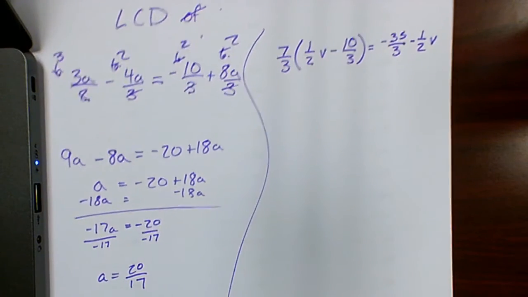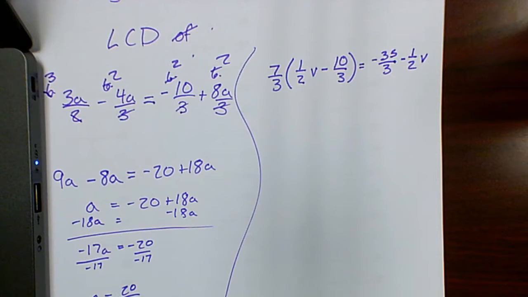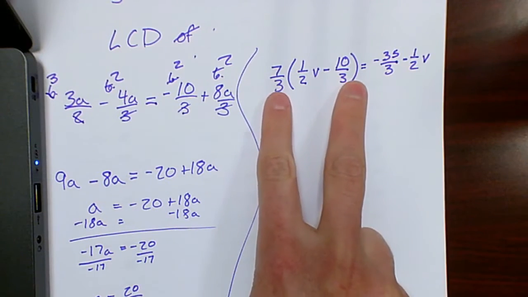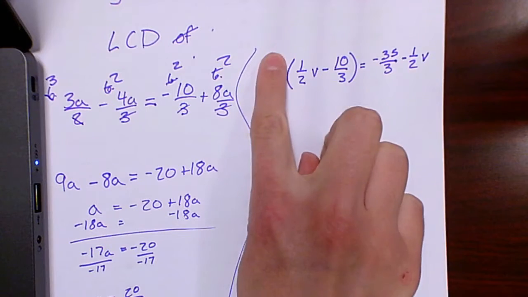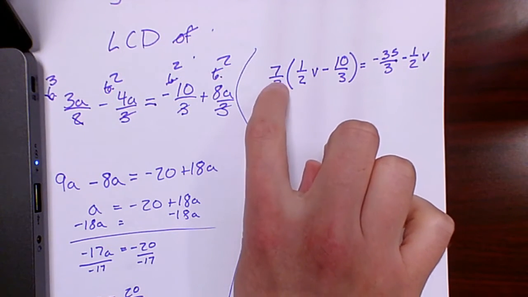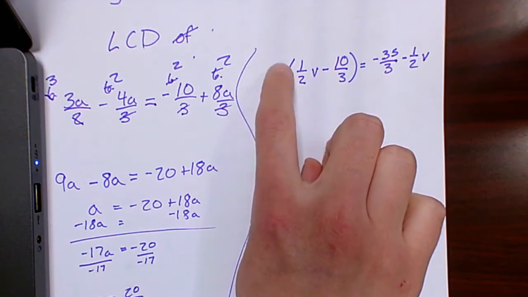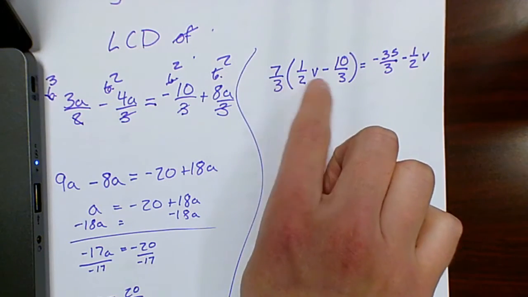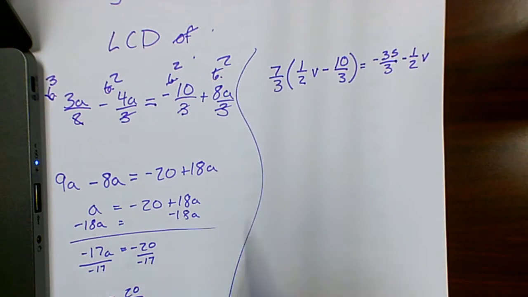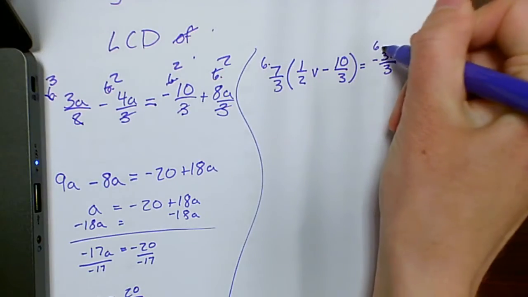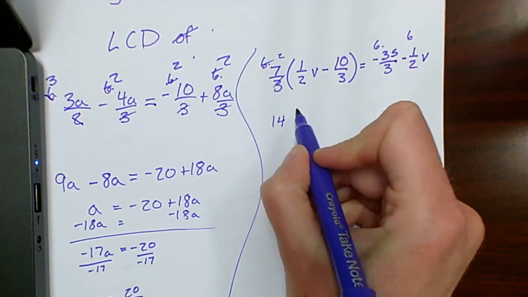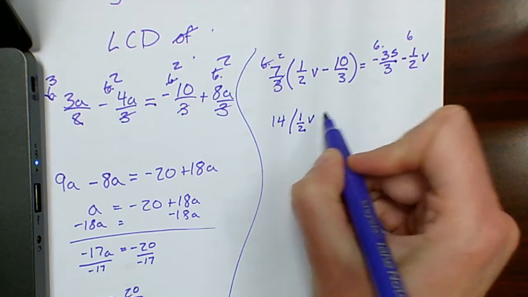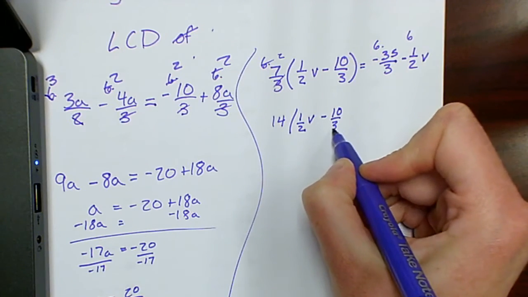Okay, looking at our denominators, we still have 3's and 2's. This one right here, this is a whole term. So we are going to take our LCD and multiply it by the guy in front. Now, 2's and 3's, 6 will be the least common denominator. 3 goes into 6 twice, so that would be 14 times our half v minus 10 over 3.